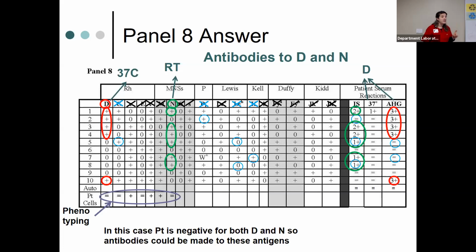And then definitely remember, you have to follow the rule of 3. So you want to make sure that you have 3 positive cells for each of your antibodies. So in this case, we need to make sure that D is reacting and that N is reacting. And then we also want to make sure that we rule out all of the other antigens. Okay, does that make sense by running select cells?